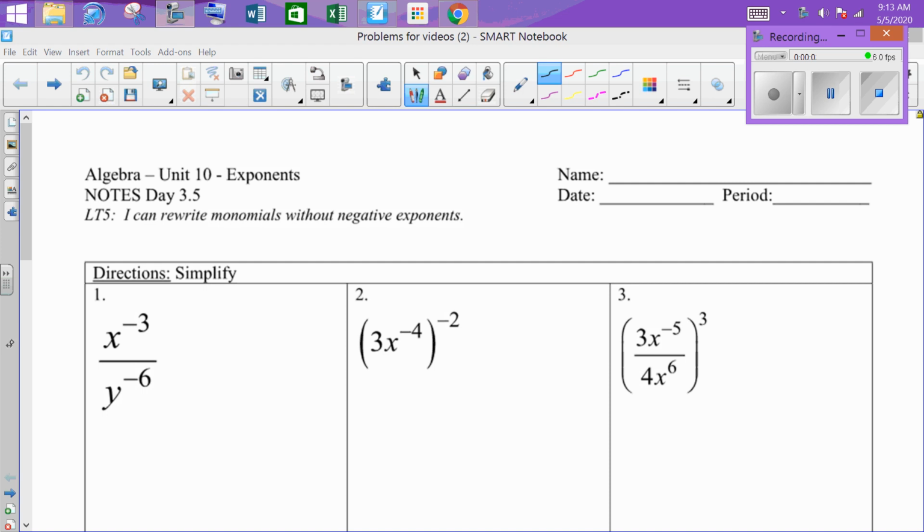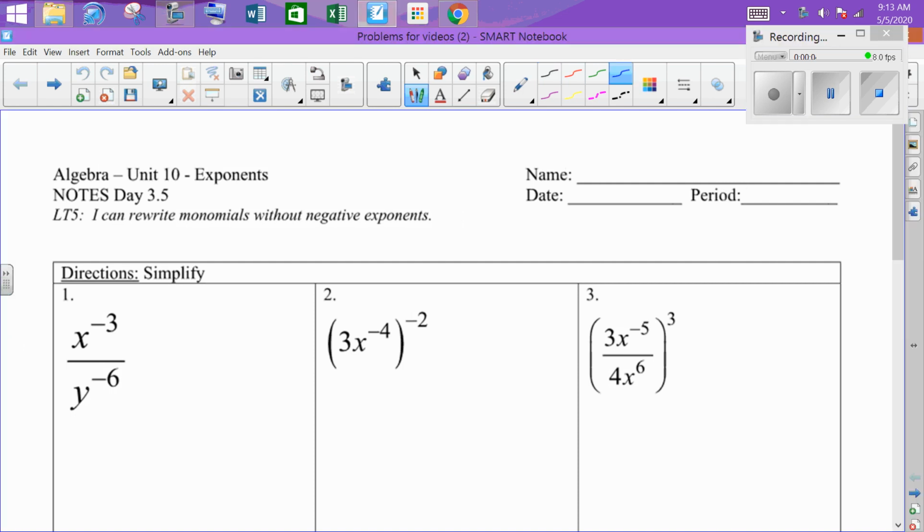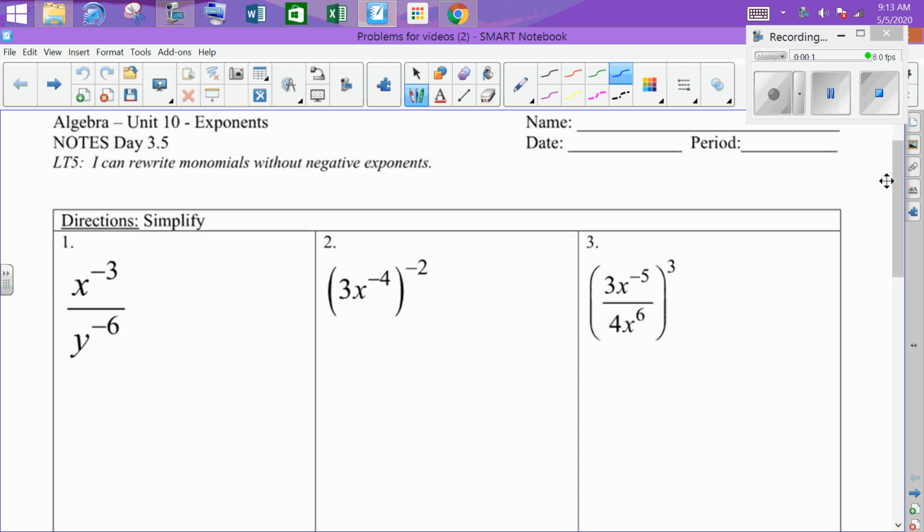Alright guys, here I just want to look at some review problems, kind of putting all these properties of exponents together before you start your Desmos activity.